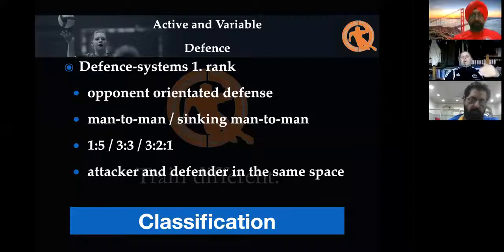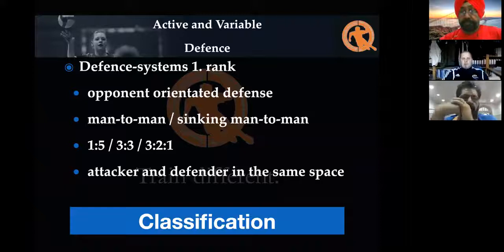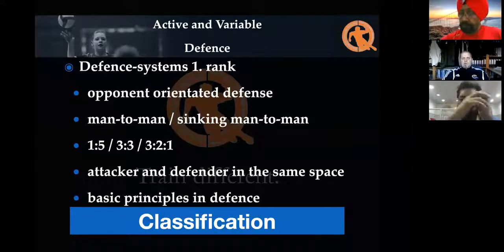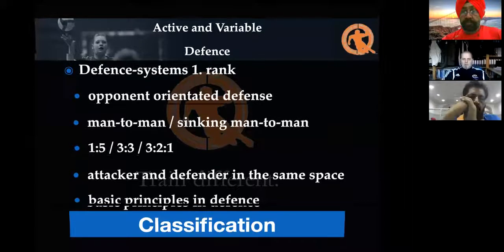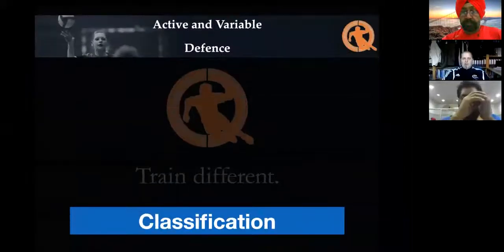So that's why we have these defense systems of first rank, together with the man-to-man, sinking man-to-man, and open zone defense systems in which this is given. And another aspect which is the same for these systems is that the basic principles in defense are always valid. Just in a shortcut, remember them.